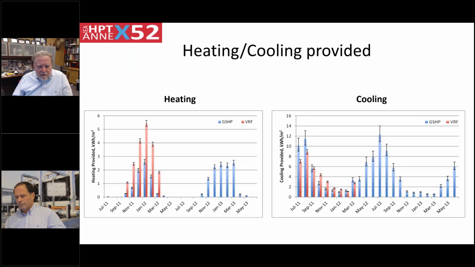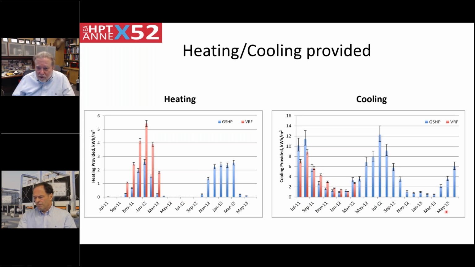So we looked at the amount of heating and cooling provided, and for that there was a change in the air source heat pump system, so we were only able to get this information for, say, the first year of operation. That's why you don't see red bars over here. I'm sorry, there's more heating provided by the air source heat pump system per square meter than the ground source heat pump system. You see the red bars are larger. For cooling, the values are fairly similar, so not that much difference.